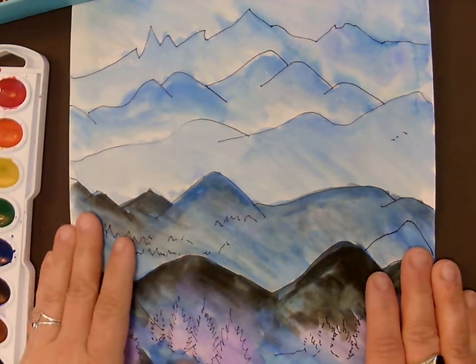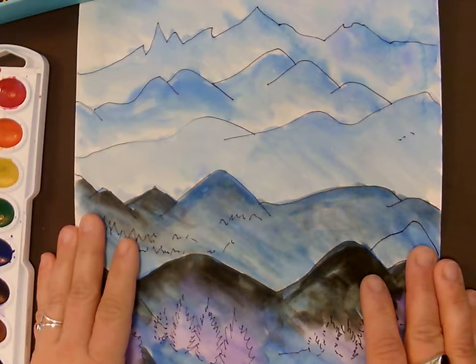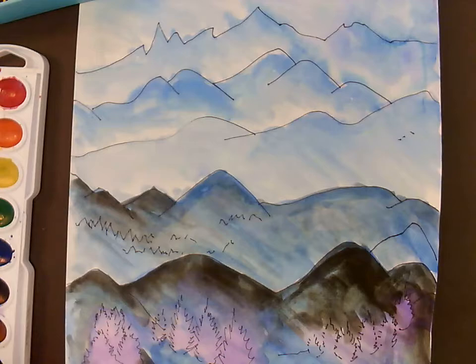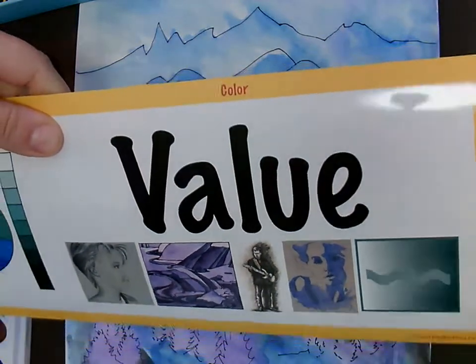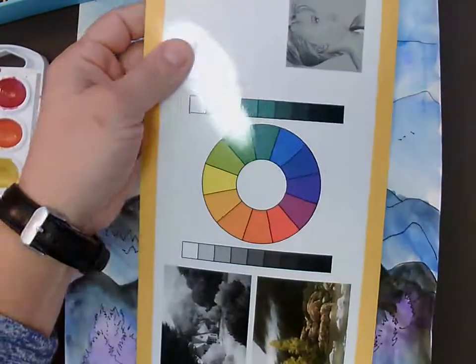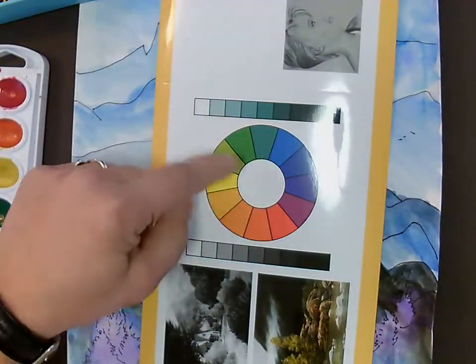It's Miss Bachachin here, and I want to talk to you today about the idea of value. We've talked a lot about color this month. Value is a fancy word for how light or dark a color is. So here's our color wheel. We've got a regular old color wheel.